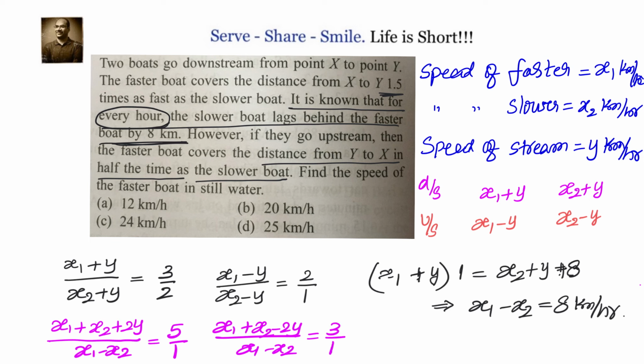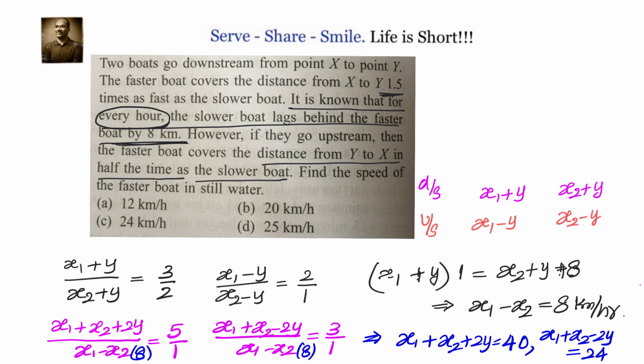But we know x1 minus x2 is 8 kilometers per hour. If we substitute that, we get x1 plus x2 plus 2y equals 8 into 5, which is 40. Similarly, from the second equation, we get x1 plus x2 minus 2y equals 24. If you solve these two equations, you can get x1 plus x2 and also the value of y. Since we know x1 minus x2, we can easily calculate all the values x1, x2 and y.